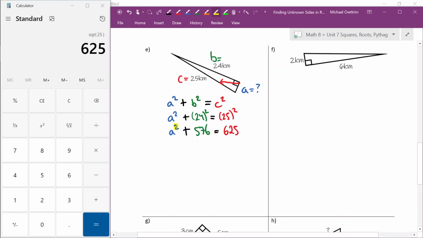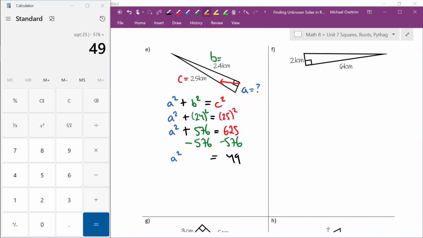Our A here is being raised to a power of 2, and it's being added by 576. We're going to need to undo both of those things. We'll start by undoing the addition by subtracting 576 from both sides. So on my calculator, I do my 625, take away my 576, and that'll give me 49 is equal to my a squared.